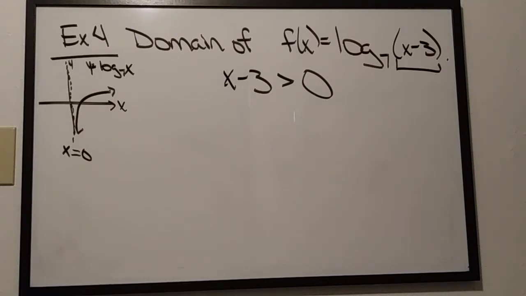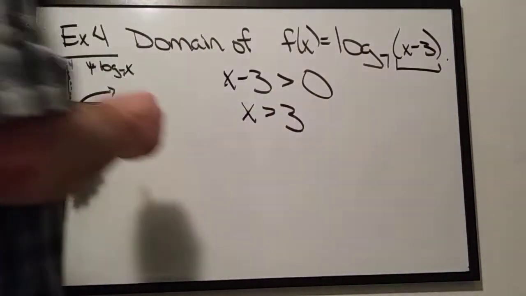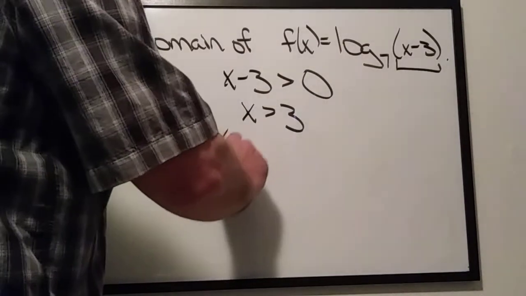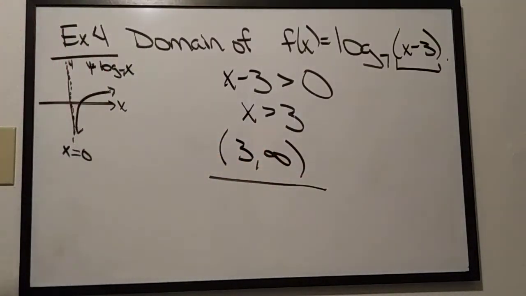So now that I have this written as an inequality, I can solve it. Add 3 to both sides. I know that x has to be greater than 3. Now, we know that this is never going to be an acceptable answer in this class because the two notations we can write down for acceptable final answers would be set builder notation or interval notation. I'm going to go ahead and choose to use interval notation here. I'm going to write down parenthesis 3, comma, infinity, parenthesis. There's the domain of the function f.